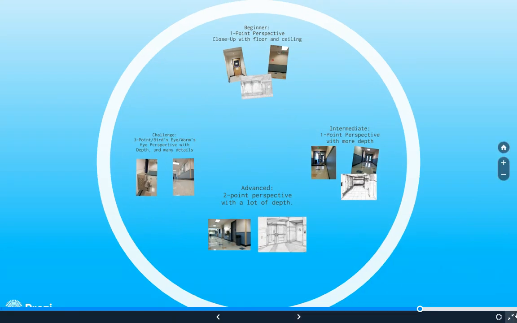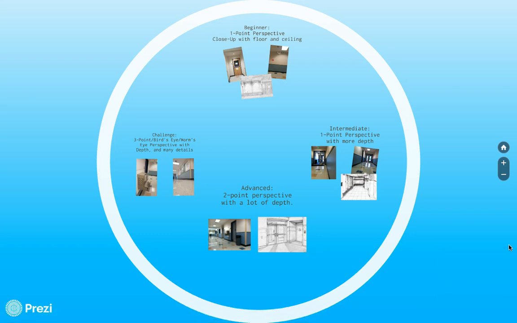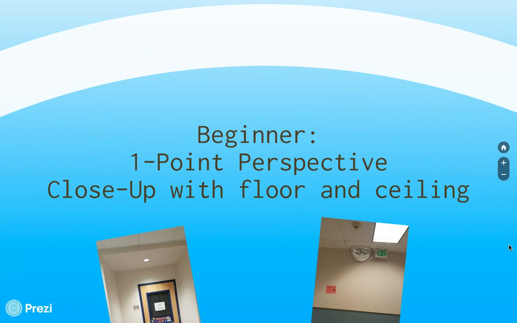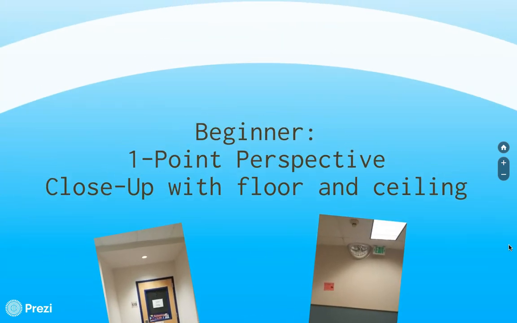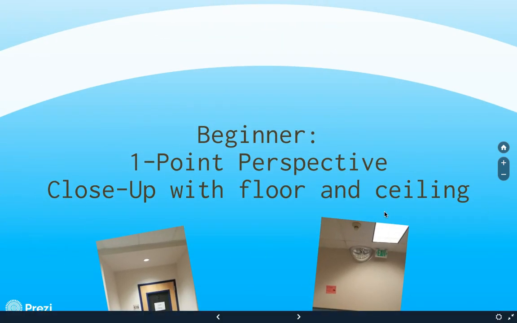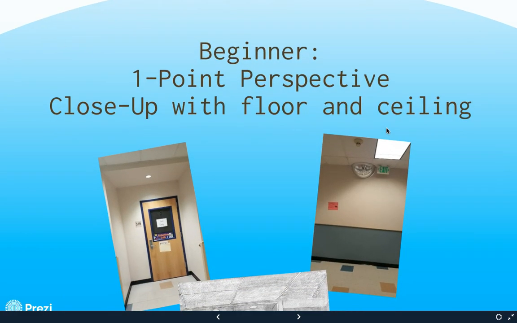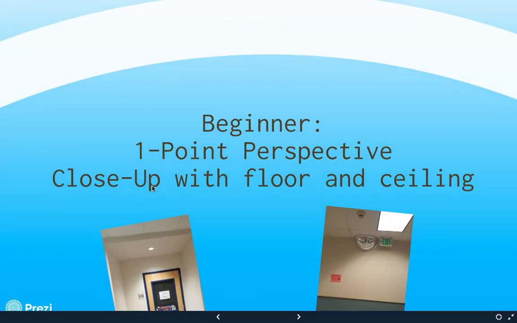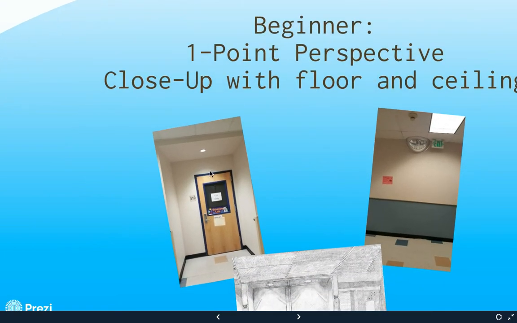Okay, so you aren't going to be drawing in the hallway, but you will be drawing some architecture in your house or outside of your house. So if you are a beginner, you're going to be drawing 1-point perspective, close up with the floor and the ceiling. Here are some examples, right? Examples right here. We'll just zoom in instead. How about that?